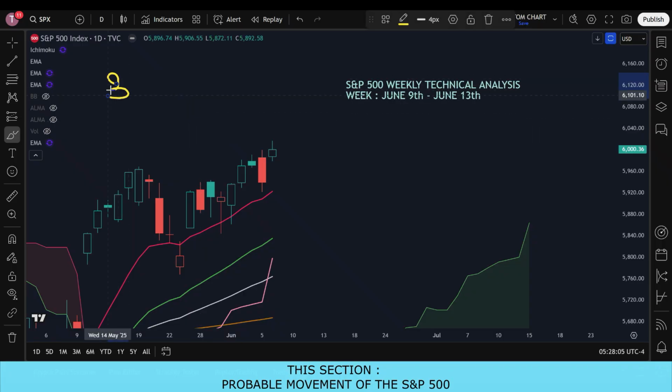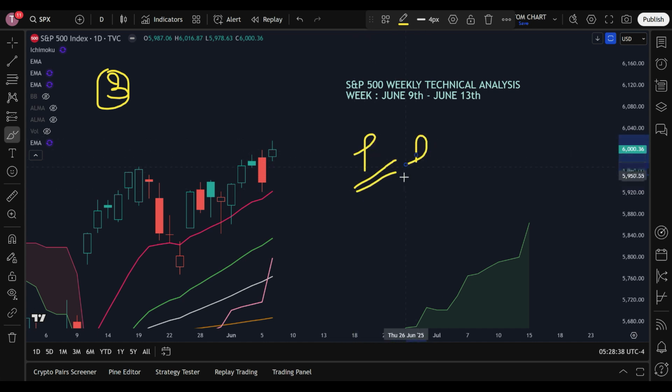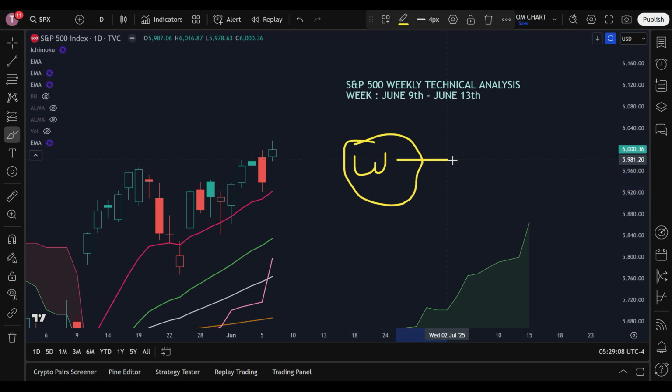Now guys, I am going to discuss the third and the last point of the agenda of this S&P 500 weekly technical analysis. And here I will give you the probable movement of the S&P 500, Dow Jones, and in a manner the entire US stock market from June 9th, which is Monday, through June 13th, that will be Friday.